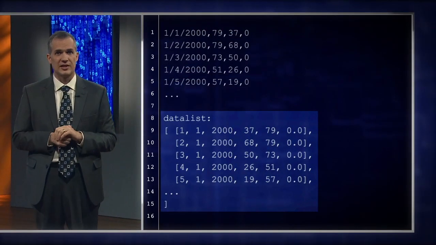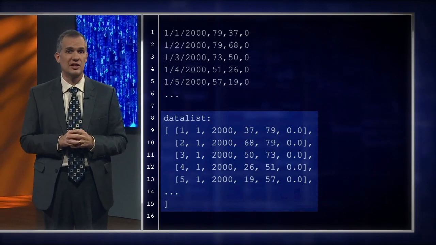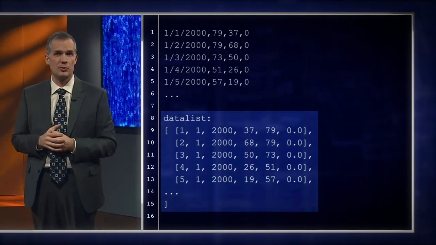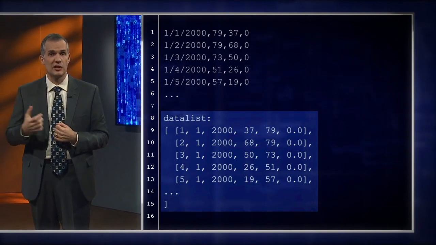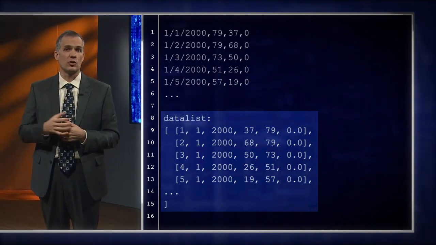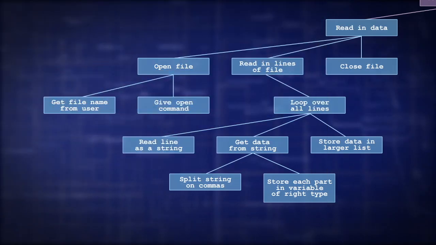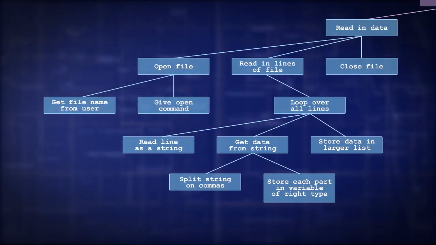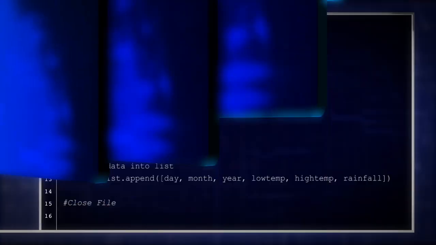Here's what the resulting data set will look like for the first several items in the input file. Notice that each value was converted to a number of the appropriate type, and the lists within the bigger list store the data in the order we specified. Now, there's one more thing we need to do in this reading in data part of the overall design, and that's close the file. That's a simple process.